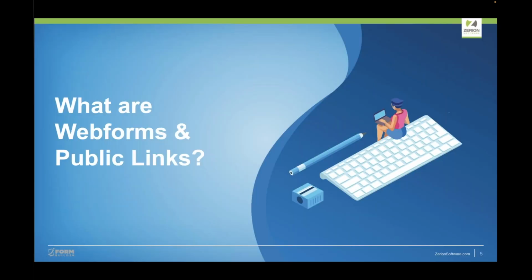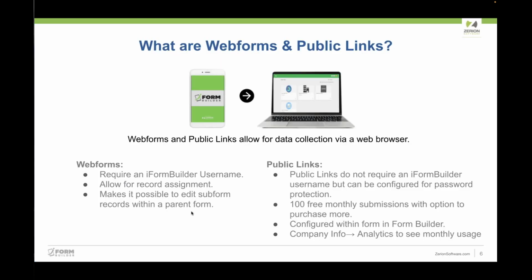So to start, what are web forms and public links? In here, I have two examples, or really we're going to talk through both sides of this. Web forms and public links allow for data collection via a web browser. Now you can use web forms and public links on your mobile devices, but we do suggest testing around with it first. And we also suggest using your computer or laptop or a bigger screen because it does give a better user experience.